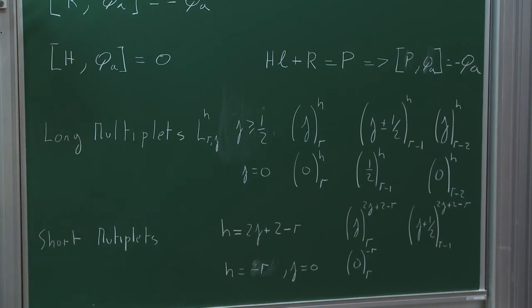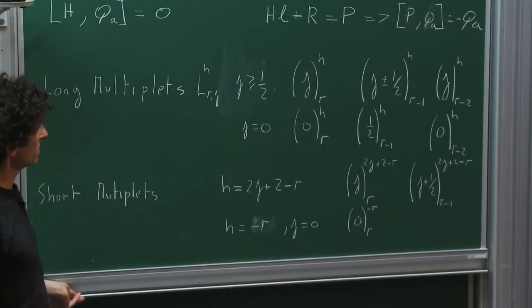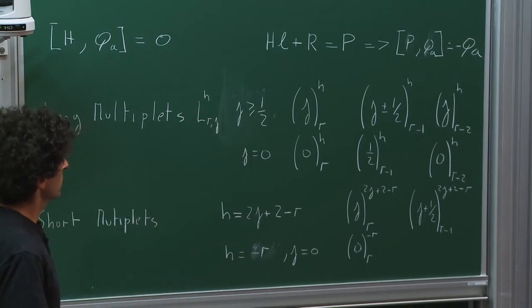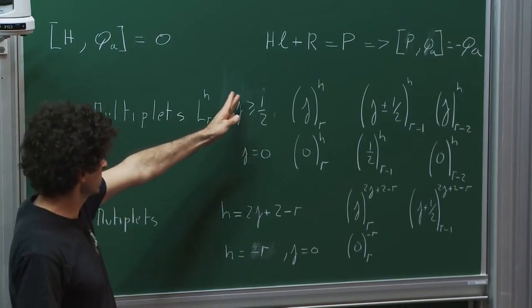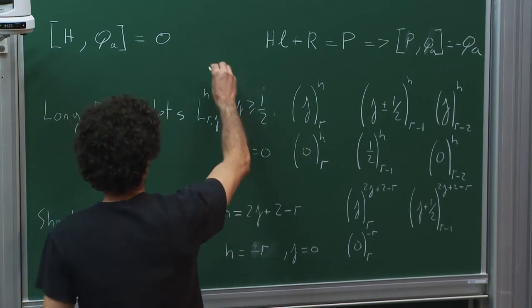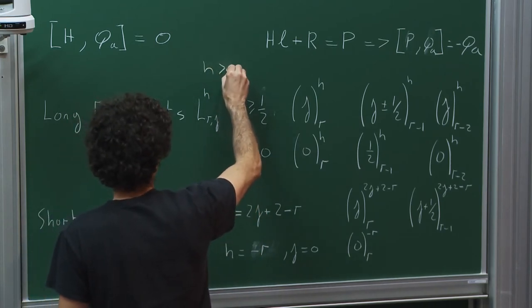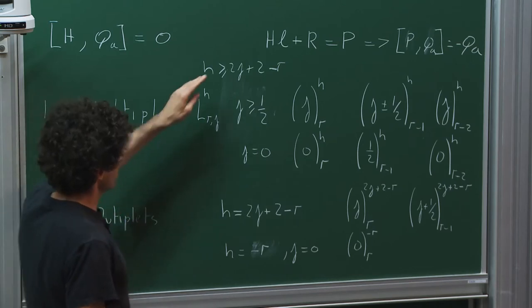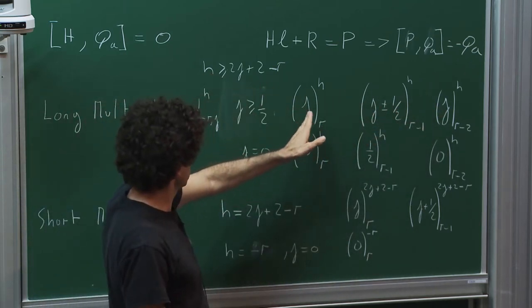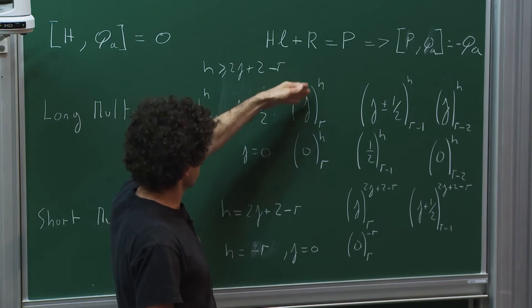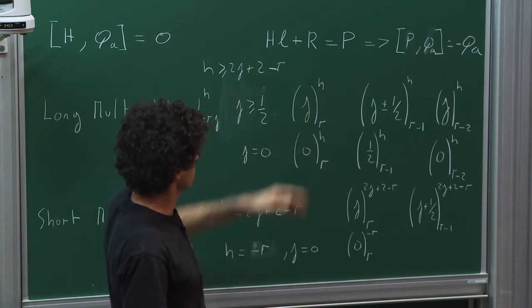So then we discussed the representation theory of this superalgebra. There are two kinds of long multiplets, one happening when the spin is greater than a half, and the long multiplets happen for h greater than or equal to 2j plus 2 minus r. So in this notation, j indicates the maximum spin of the multiplet under SU(2) left.